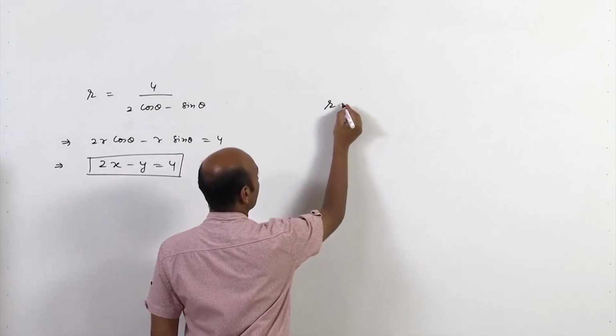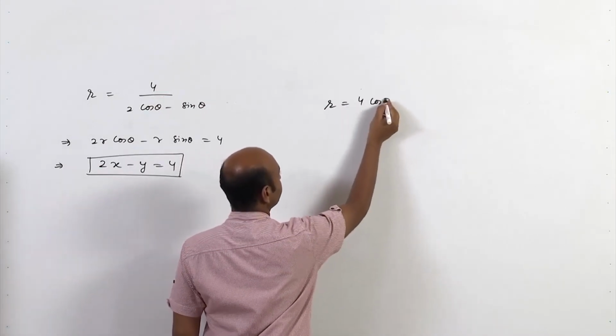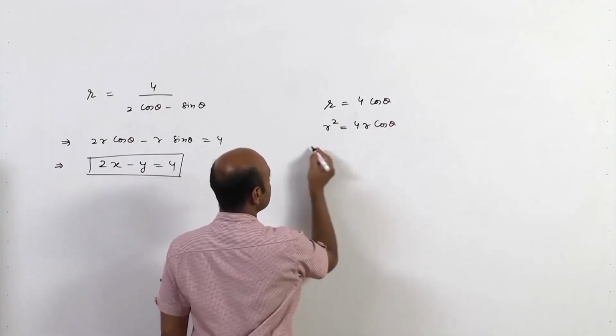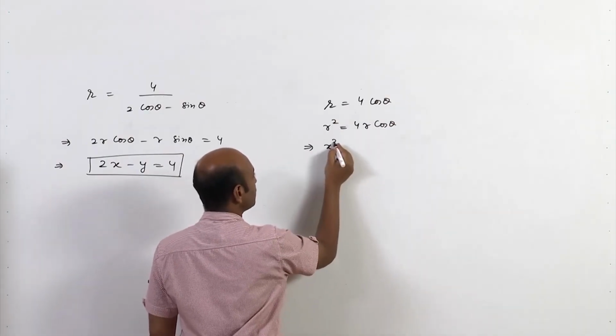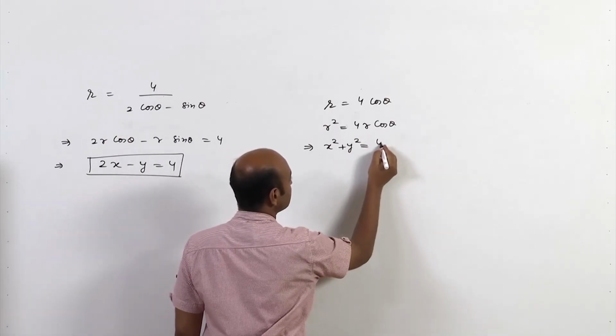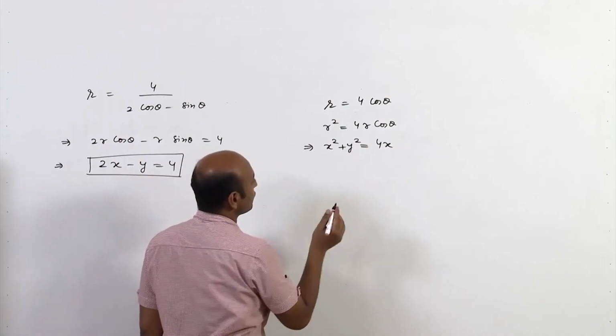Now, the second problem is r equal to 4 cos theta. So, r equal to 4 cos theta is r square equals 4r cos theta, and this implies r square is x square plus y square and r cos theta is x. So, this is the equation of a circle.